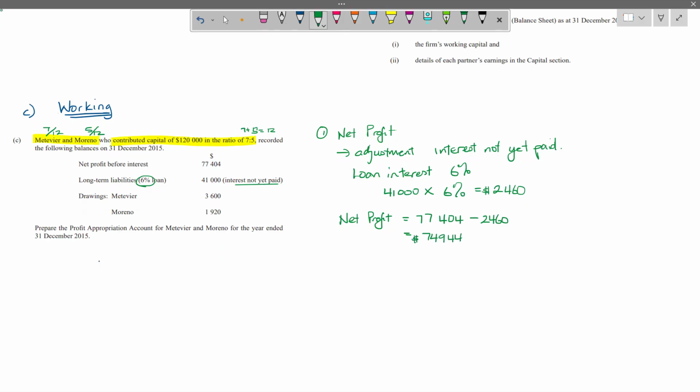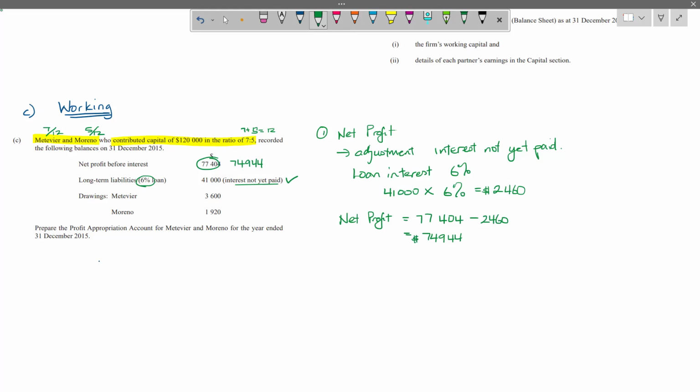So that's one piece of information there that we need to deal with, and we dealt with that. So this figure, we're going to replace it with 74,944. So I'd encourage you to do this working maybe on the side of your paper and adjust your figures accordingly.